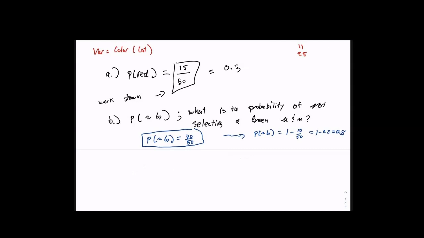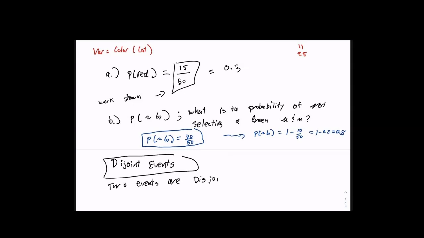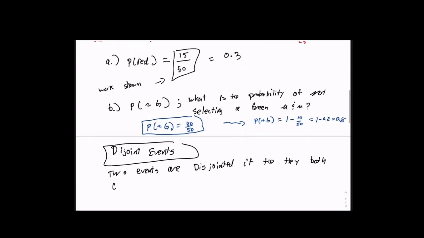Before I get there, I have to do something else. I have to define something. Disjoint events. Two events are disjoint if they both cannot occur at the same instance.